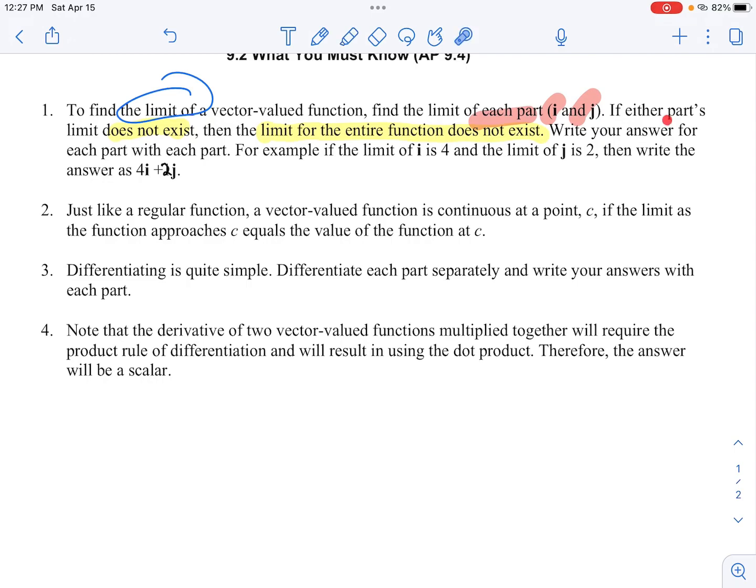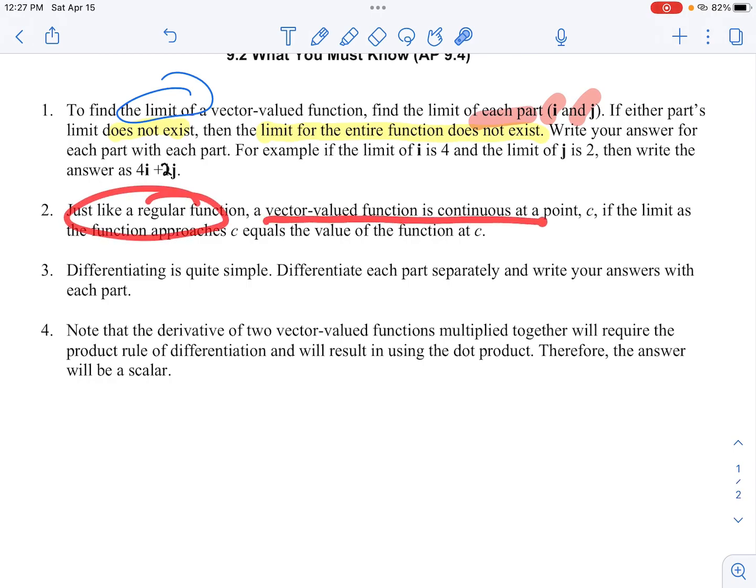Now, whenever the limit does exist for each part, write your answer for each part with its unit vector. So for example, if the limit of i is 4, you're going to put a 4 in front of the i. You're going to say the limit as t approaches something of r of t is, and then if the limit for i is 4, you put it in front of the i, and if the limit of j is 2, put it in front of the j. No big deal, pretty intuitive there. Just some pretty basic calculus limit stuff. Nothing crazy.